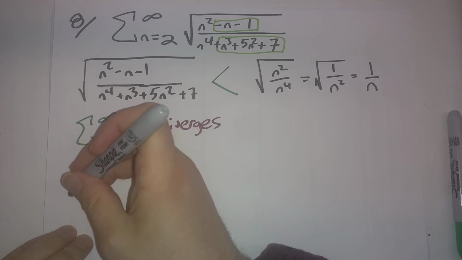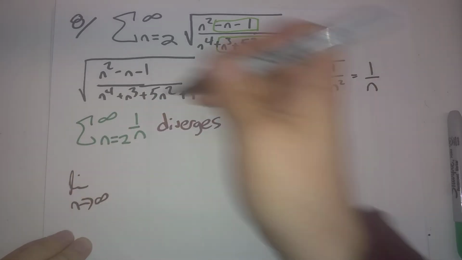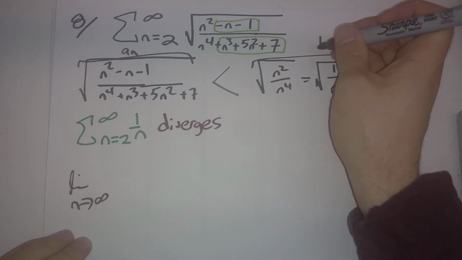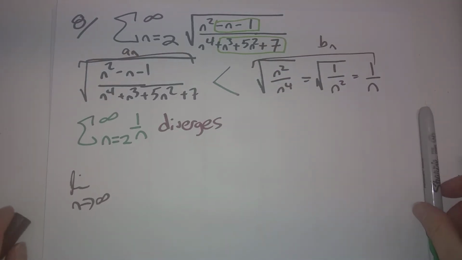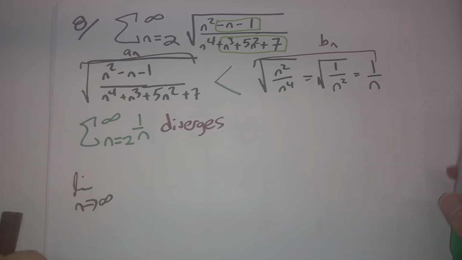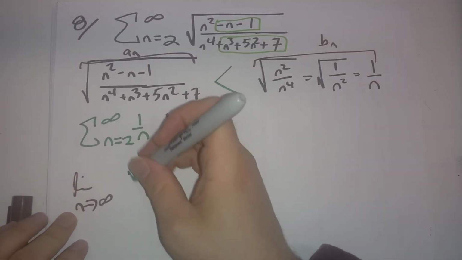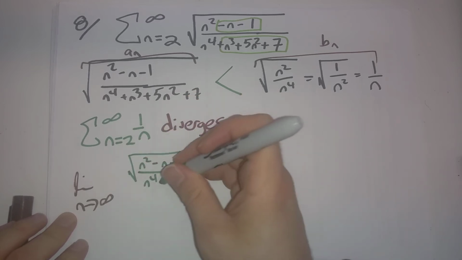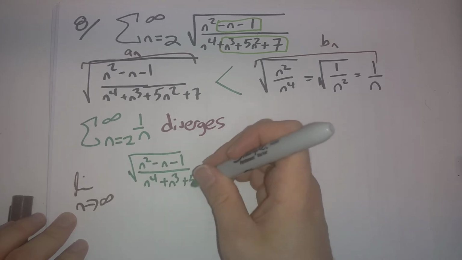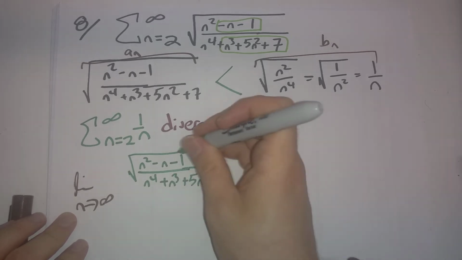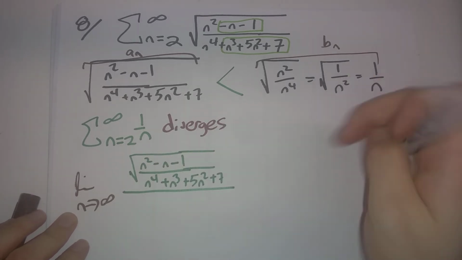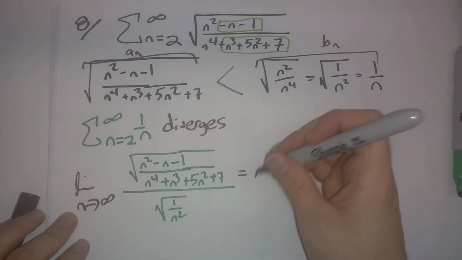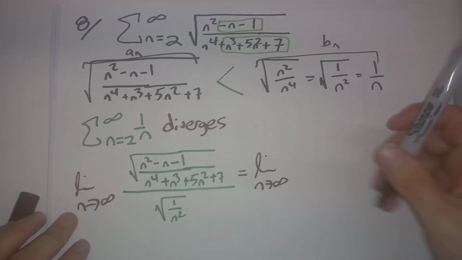So we calculate the limit as n goes to infinity. Let's call this whole thing a sub n. Let's call that one b sub n. So the limit of a sub n divided by b sub n is the square root of n squared minus n minus 1 divided by n to the 4th plus n cubed plus 5n squared plus 7, divided by the square root of 1 divided by n squared. Let me use that form so that everything will be under a square root.